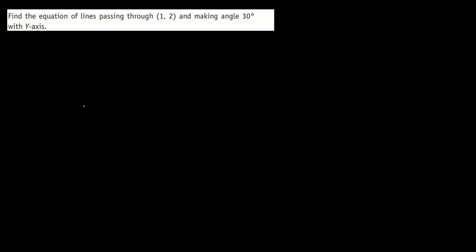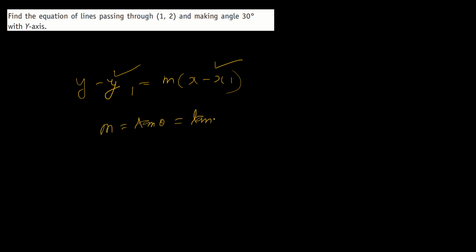Let us go to the next question. Find the equation of the line passing through (1, 2) and making an angle of 30 degrees with the y-axis. We use the formula y minus y1 is equal to m into (x minus x1). We have x1 and y1 here, but the problem is that we don't have m. Everyone will do it like this: m equal to tan 30, which is equal to 1 by root 3, which is wrong.